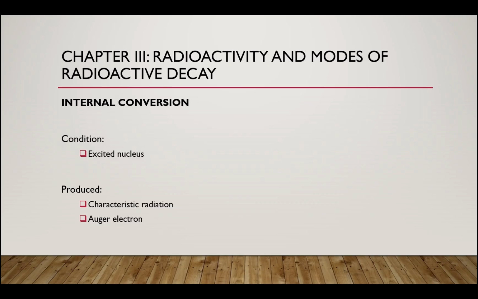So we are now at the final type or mode of radioactive decay. So this is internal conversion. We have been mentioning many times that the excess energy can only be released through gamma decay. So it involves excess energy. It means that it has an excited nucleus after a transition. So that's just one way of releasing this energy or making the excited nucleus relax.